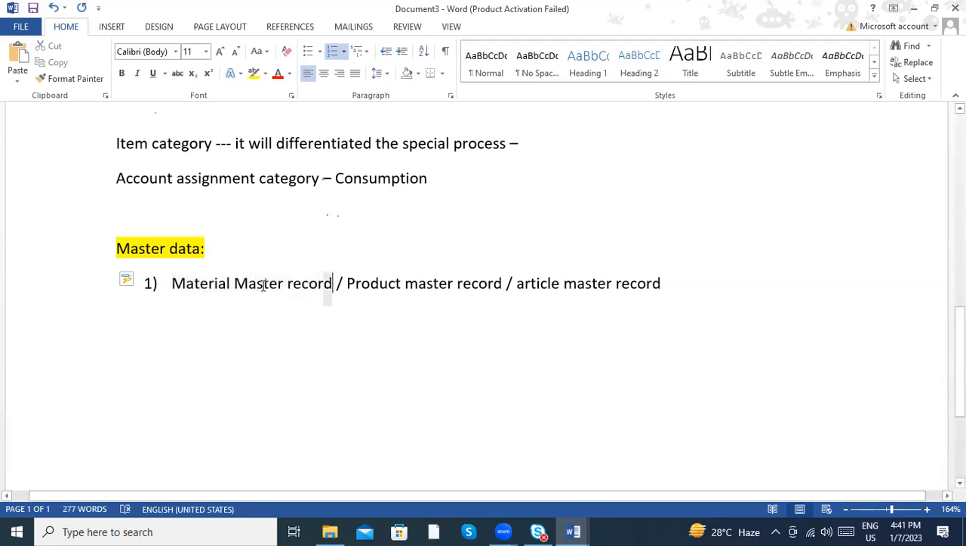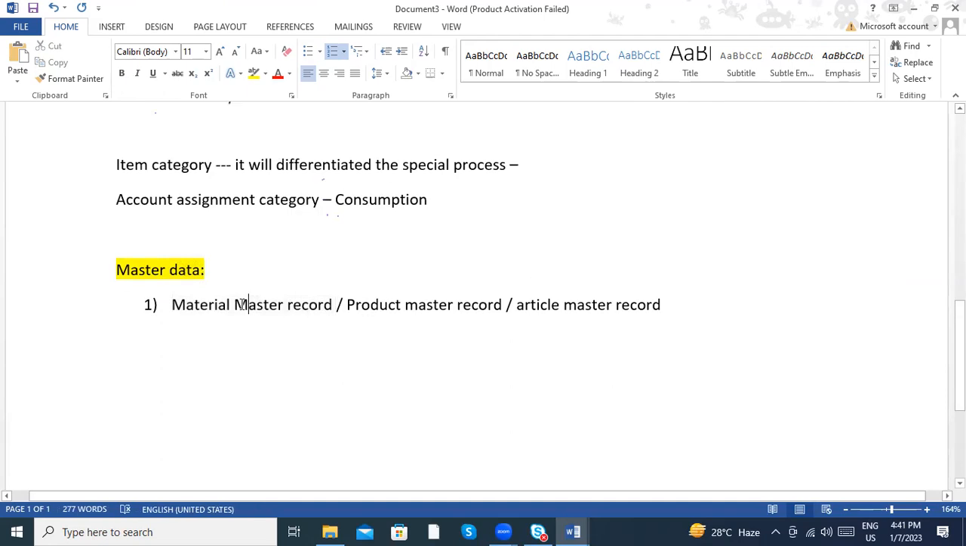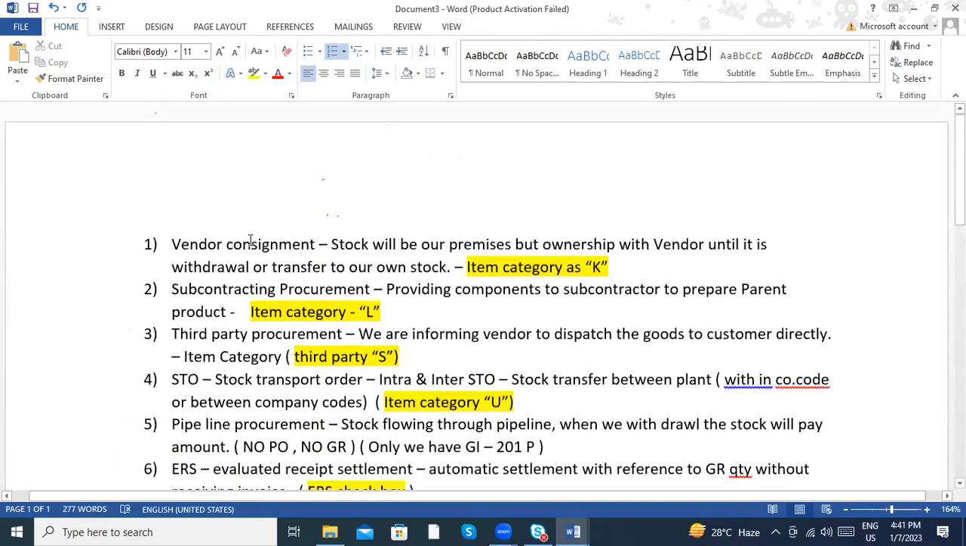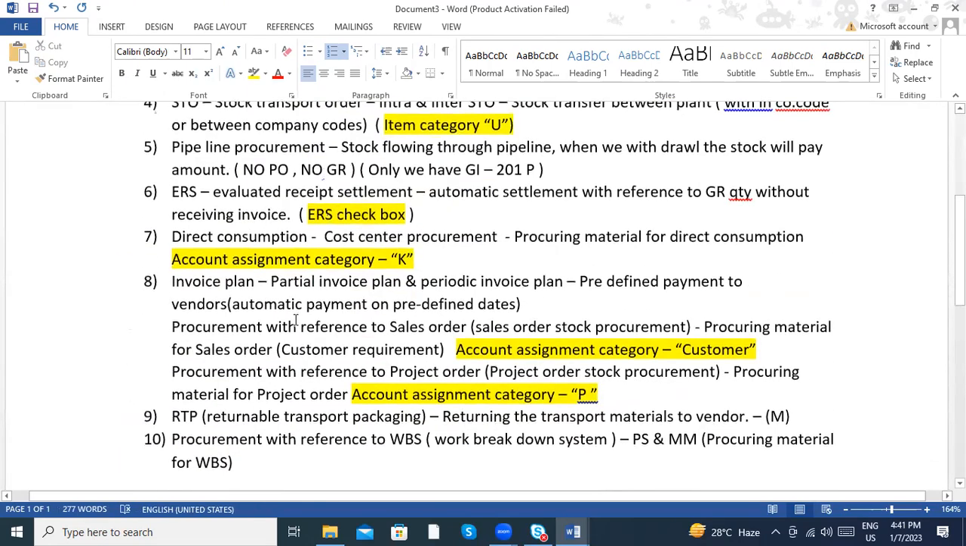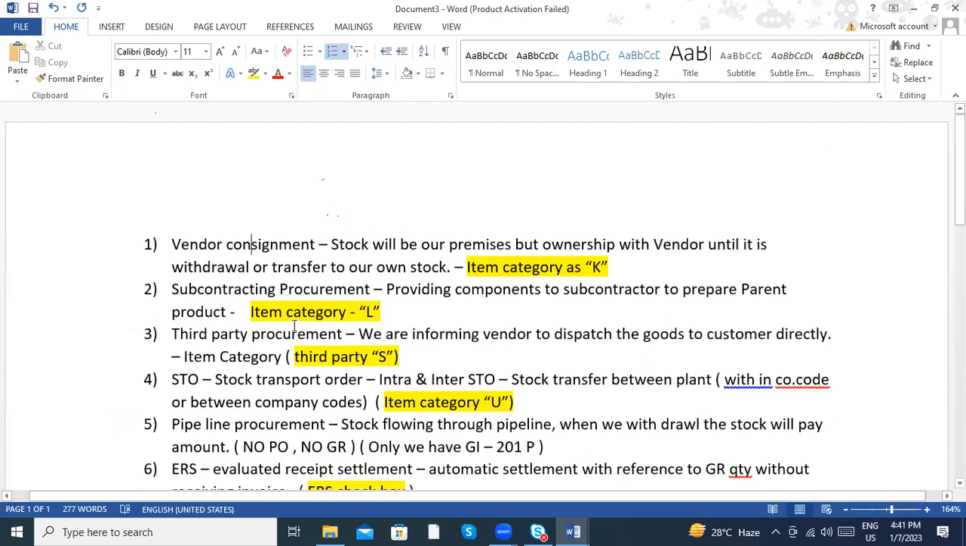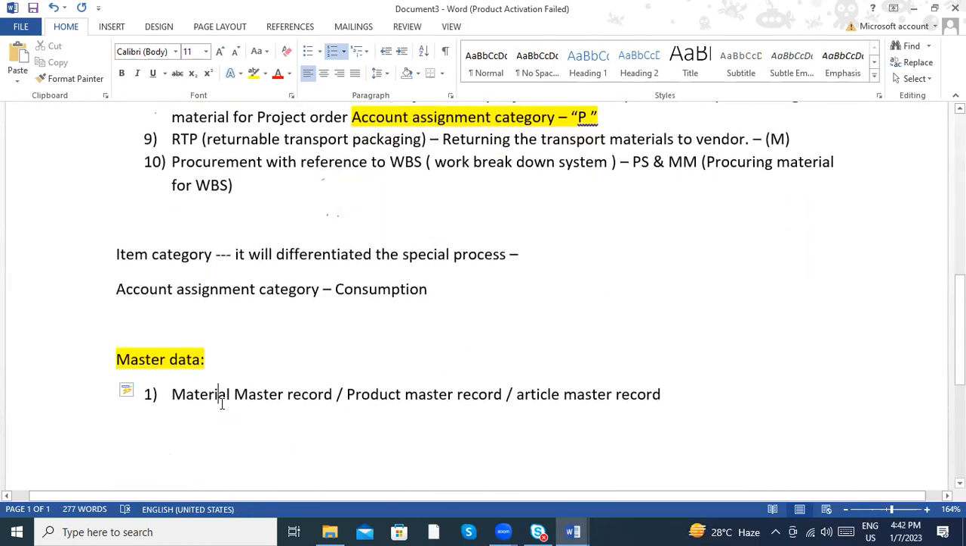This material master record number has all the information of the material. This material number is used when we are creating the PO. When I enter the material number in the PO, the system will automatically pick all the information from the material master record.